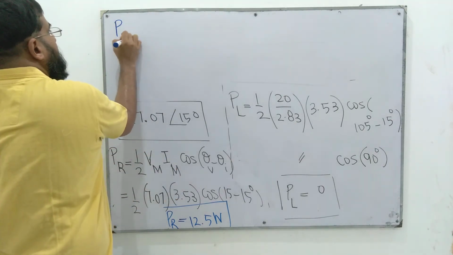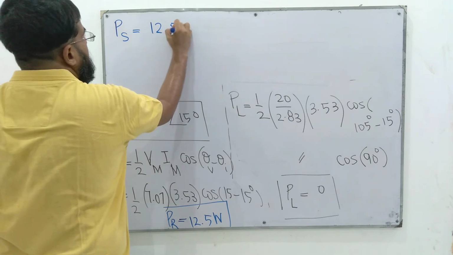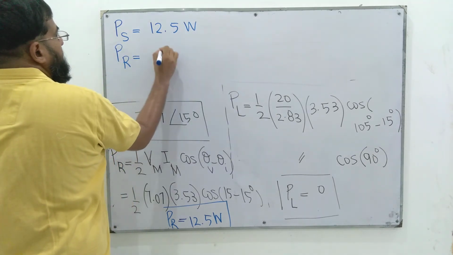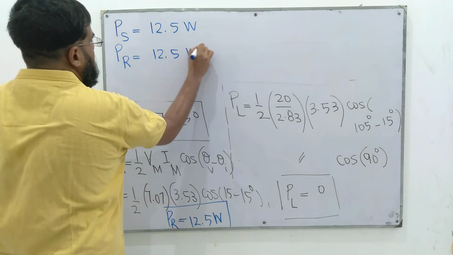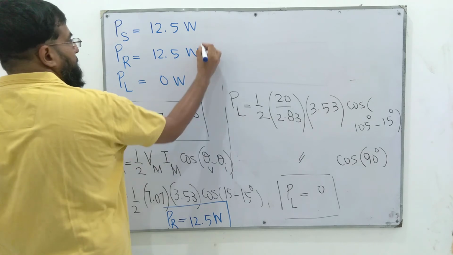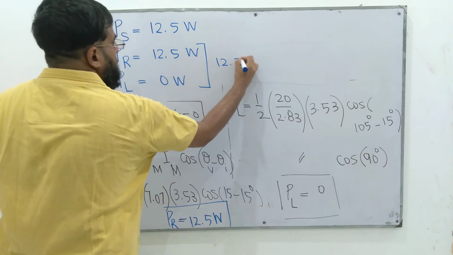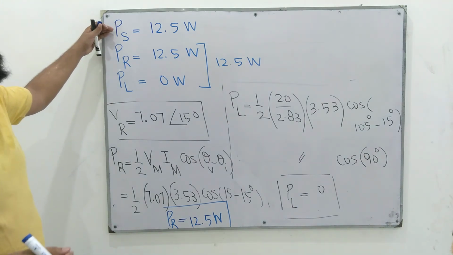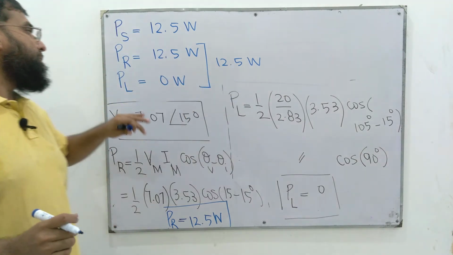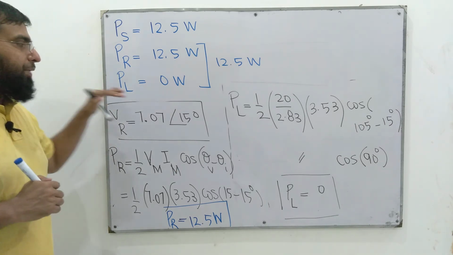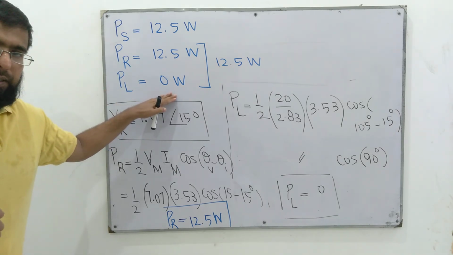So power generated by the source is 12.5 watts. Power dissipated in the resistor is 12.5 watts, and the power dissipated in the inductor is 0 watts. So the sum of these two is 12.5 watts. So the power generated in the source is the same as the power dissipated, but the active power dissipation would always be 0 for inductors and capacitors.